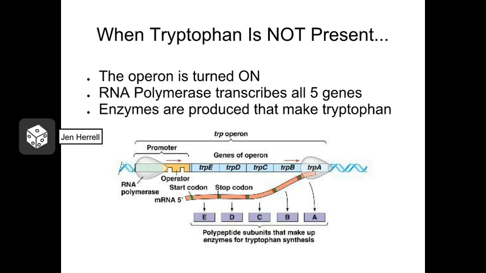Here's what it might look like if tryptophan is not present and the trp operon is turned on. RNA polymerase is going to grab onto the promoter of this operon. It's going to be transcribing these 5 genes. Here's the little mRNA transcript feeding out of the back of RNA polymerase, and it's going to be producing these 5 gene products.